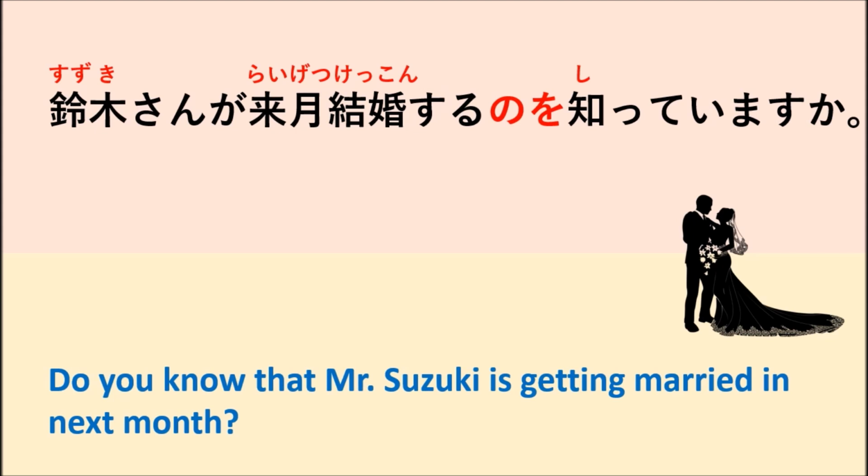You can put noO after the first part of the sentence, and after noO comes the verb you want to explain with. For example, 知ってますか? It means, do you know that? What is that about? That Mr. Suzuki is getting married next month. So it means you want to explain the first part of the sentence.